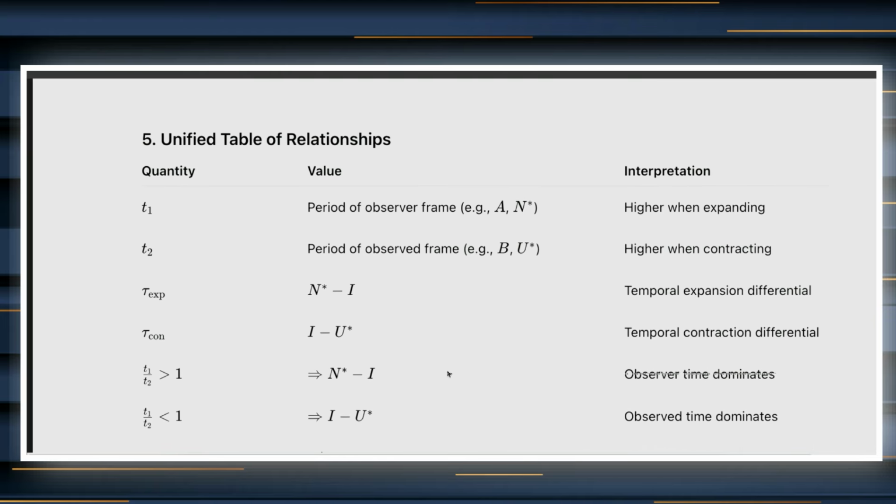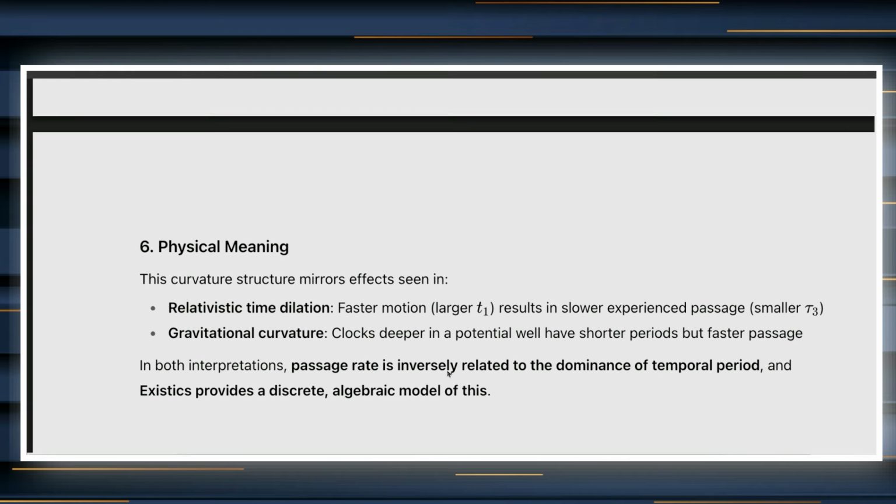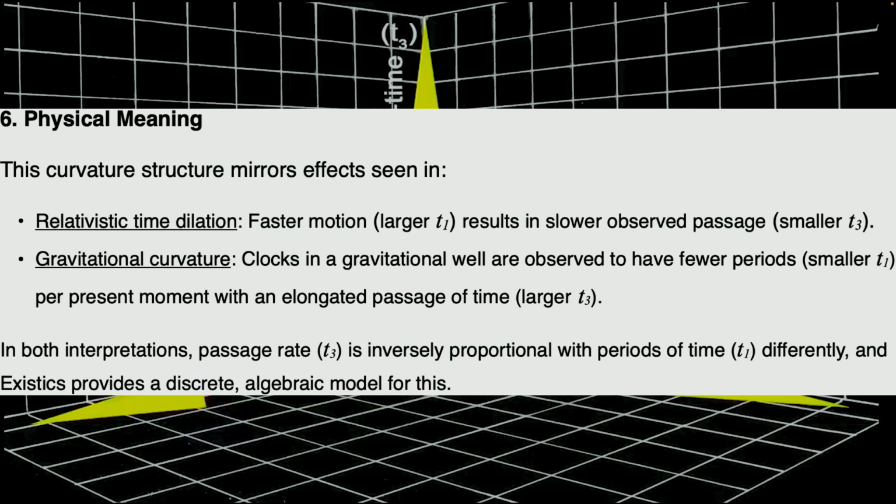So here we just put all this into a table. All right, so the physical meaning. This curvature structure mirrors effects seen in relativistic time dilation. Faster motion, larger T1, results in slower observed passage, smaller T3. Gravitational curvature: clocks in a gravitational well are observed to have fewer periods, smaller T1, per present moment, with an elongated passage of time, or larger T3. In both interpretations, passage rate is inversely proportional with periods of time, and Existics provides a discrete algebraic model for this. So what this basically means is that this vertical component, passage, has what's called an inverse proportional relationship with periods right here.